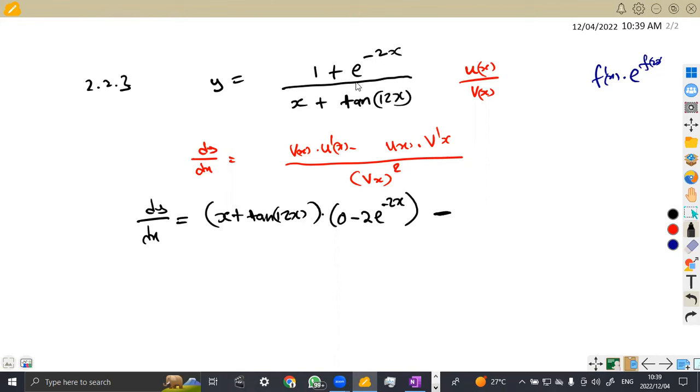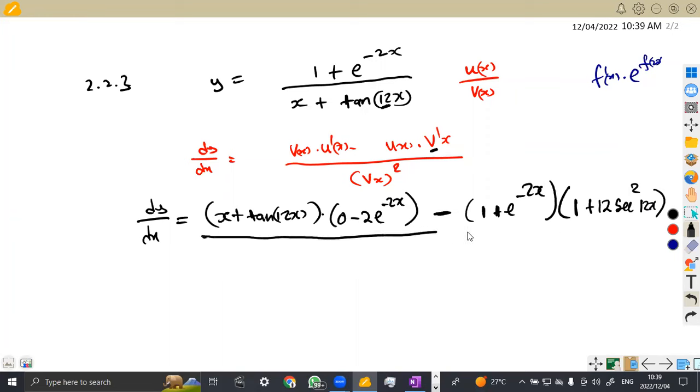Minus u of x. u of x, that's the numerator as it is, which is 1 plus e to the exponent of negative 2x, times the first derivative now of v of x, which is x is 1. Tan, remember, if you are to find the derivative of tan, that is sec squared. But there is a 12 that we have here. So it is going to be plus 12 sec squared 12x. All right, so that's what you're going to have on top. Everything over v of x squared. So v of x, that is x plus tan 12x. Everything, you can square it.